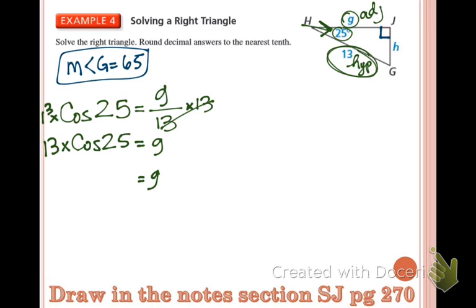Is this from the last one? Mm-hmm. All right, so somebody tell me what the answer is. What is it? Yep. 11.8. So 11.8.